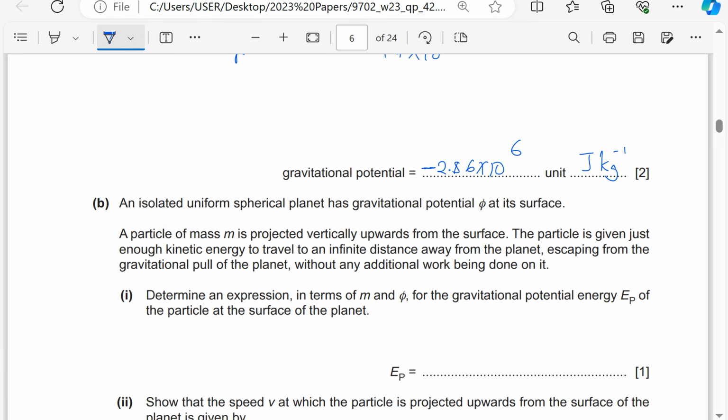An isolated uniform spherical planet has gravitational potential phi at its surface. So at the surface, gravitational potential is phi.